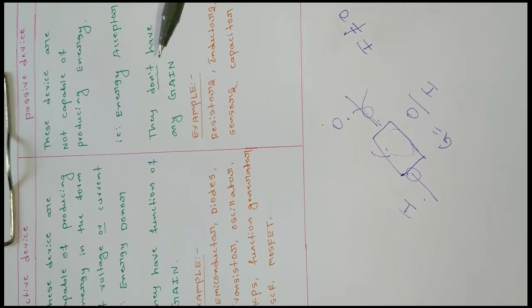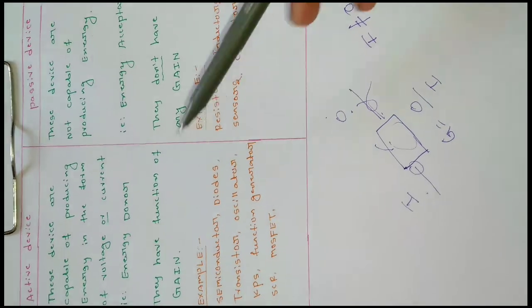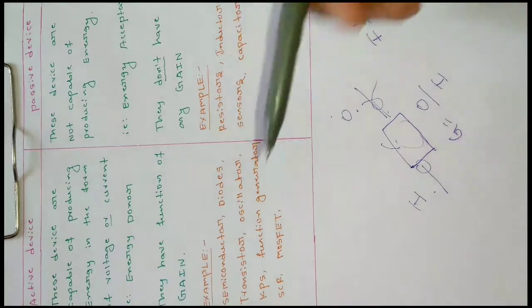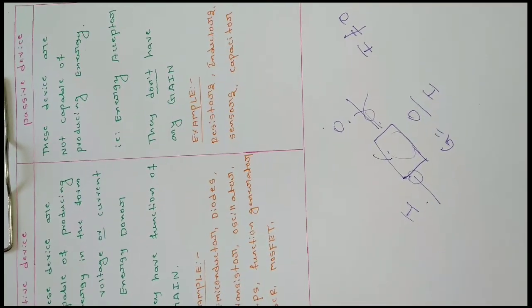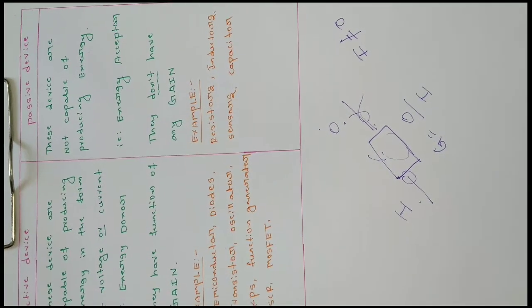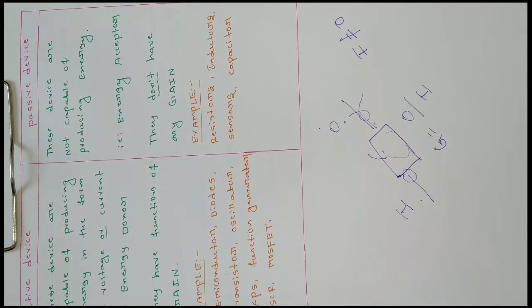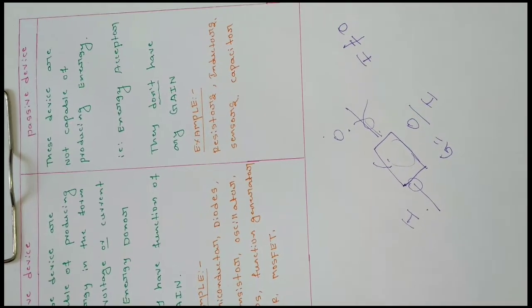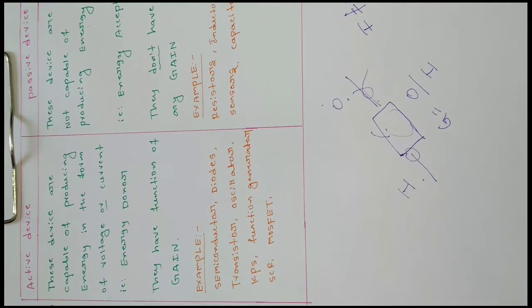Now coming to examples. There are a lot of examples of active devices: semiconductors, diodes, transistors, oscillators, KPS, meaning Klystron power supply. It is basically a device which is capable of generating sine waves, cosine waves, all those things. And a function generator, yes, it can generate functions as well. Then SCR, silicon controlled rectifier, then MOSFET. These are some of the examples called active devices.